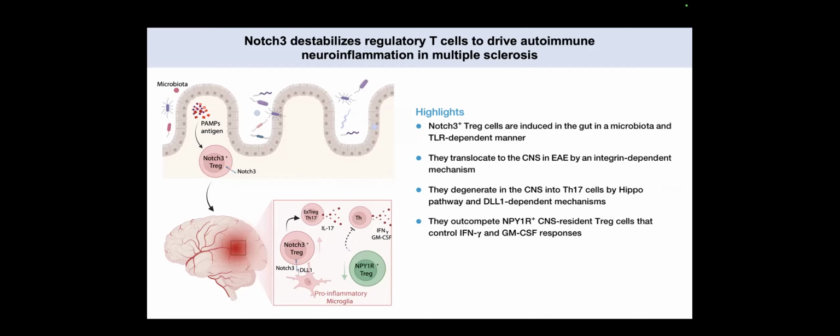during EAE. In parallel, this destabilization will outcompete a Treg CNS resident population characterized by neuropeptide Y1 receptor that normally controls the interferon gamma and the GM-CSF.